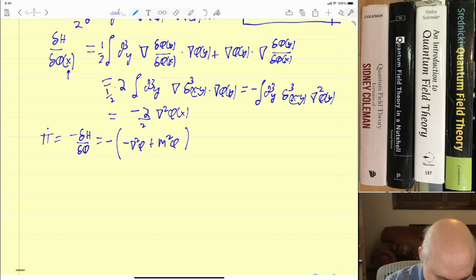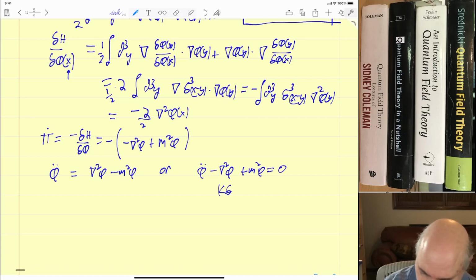Remember, pi is phi dot, so this equation is just phi double dot equals del squared phi minus m squared phi, or phi double dot minus del squared phi plus m squared phi equals 0. And that's the Klein-Gordon equation again.